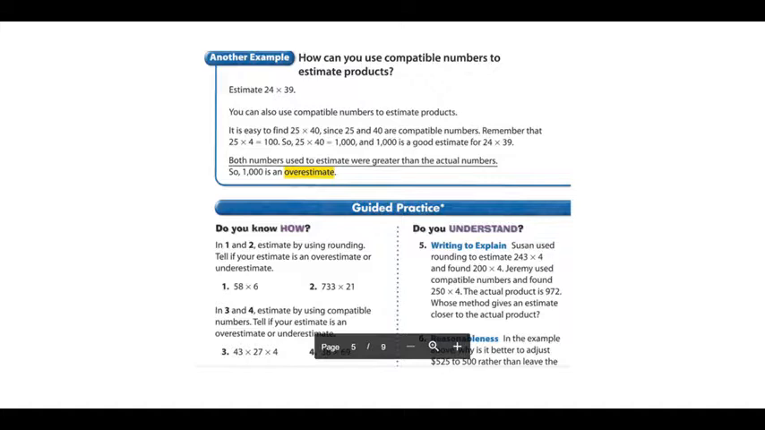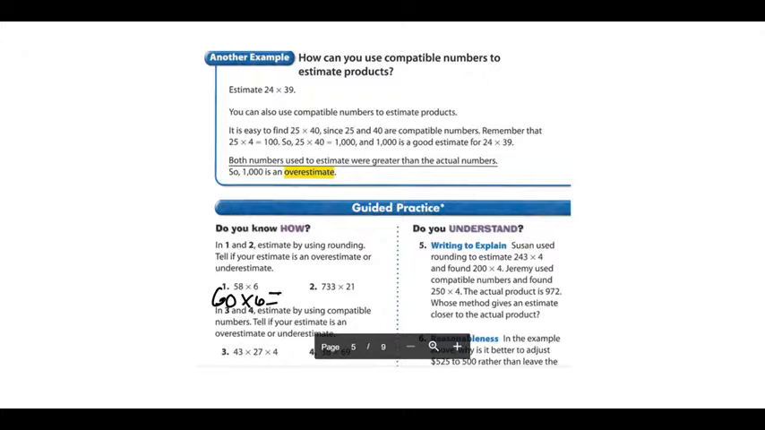Get your pencils ready. It says, in 1 and 2, estimate by using rounding. Tell if your estimate is an overestimate or underestimate. So number 1, 58 times 6. 58, I could round that to 60. I could round 6 up to 10, but I want to get closer to my actual answer, and I know what 6 times 6 is. So I think I can leave 6 as is.